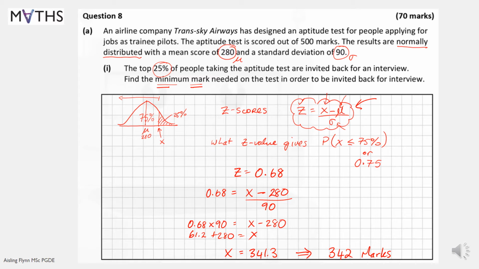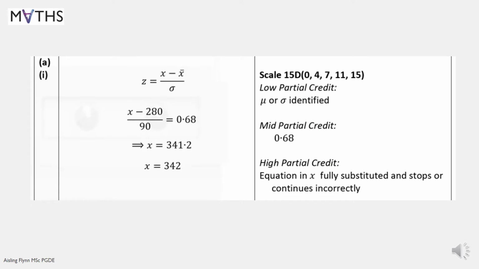Okay, so let's check the marking scheme on that. Using our Z score formula, yes, there are 15 marks going for this. We got 0.68 and we got 342. So you have opportunity to gain partial credit. If you get 4 out of 10 if you write down what mu or sigma are. If you got the Z score 0.68, you can get 7 out of 15, and if you basically did most things right, equation in X fully substituted, so if you got this far and stopped, you get 11 out of 15.